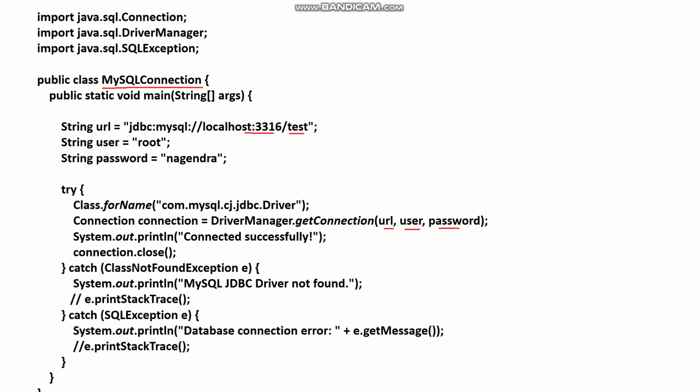Once the connection has been established successfully, then System.out prints connected successfully. If for some reason the database is not available, or the password or username is wrong, then the corresponding block will be executed and we will get the exception: database connection error. If the JDBC driver is not loaded properly, then we will get the message: MySQL JDBC driver not found. I will show the practical.